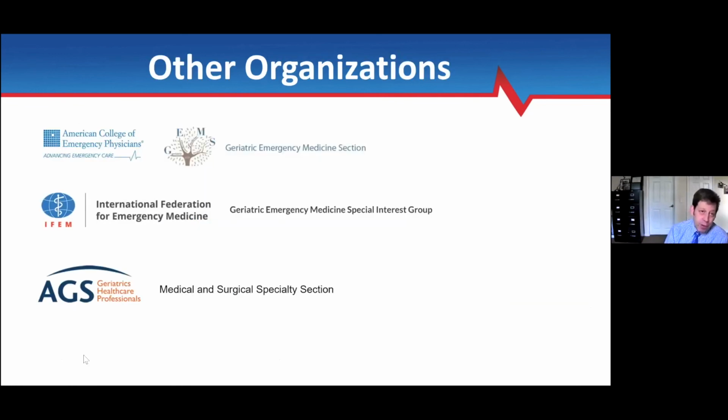In addition, if geriatric emergency medicine is what you're interested in, and I hope it is, think about becoming a member of the American College of Emergency Physicians Geriatric EM section, or GEMS. Think about the International Federation for Emergency Medicine. They have a Geriatric Emergency Medicine Special Interest Group that's led by a close friend of mine from Australia. And then the American Geriatric Society, many of us attend that annual meeting every year, and they have a medical and surgical subspecialty section that many of us have been a part of for many years.